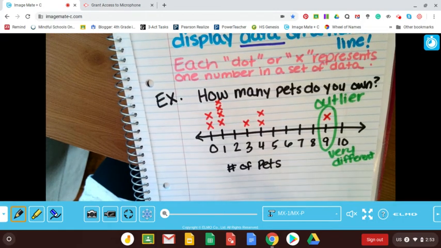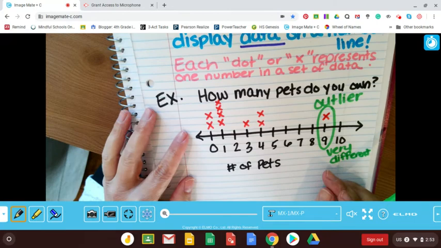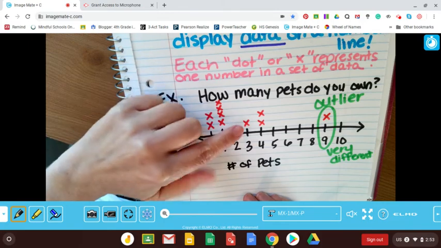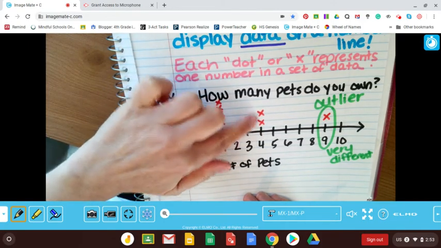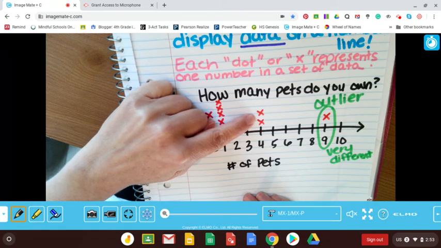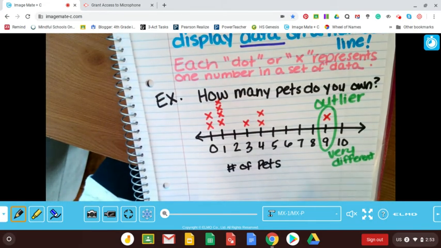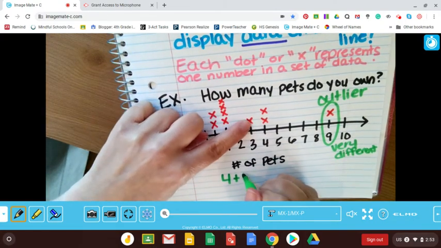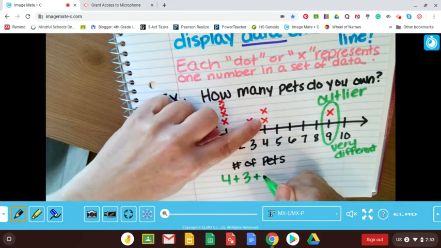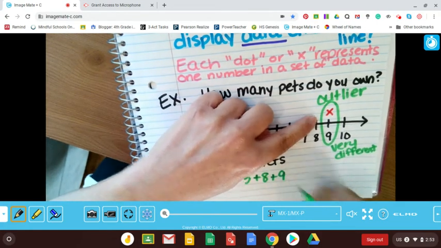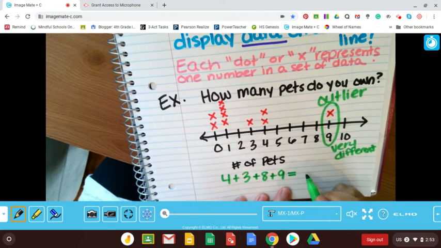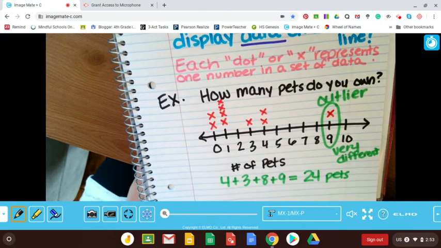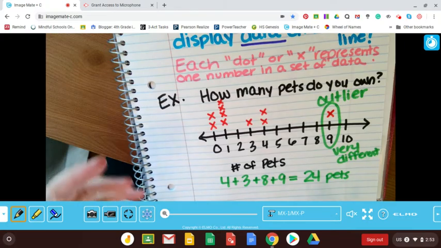They also might ask how many pets are owned in total. If they asked you that, let's see, that's nothing, right? But I have, let's see, 1, 2, 3, 4, 5, 6, 7. And then this would be another 8. So we'd have 7 plus 8, and then 9. If we added that all up, we have 4 here, plus 3 pets there, plus 8, plus 9. And if we add that all up, we would get 24 pets. So that would be another answer: what is the total number of pets owned, right? So we can use our line plot to answer lots of questions.